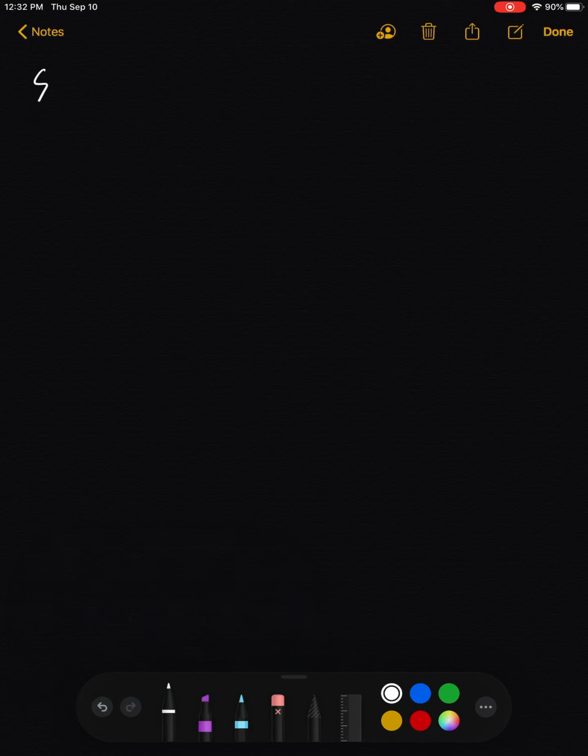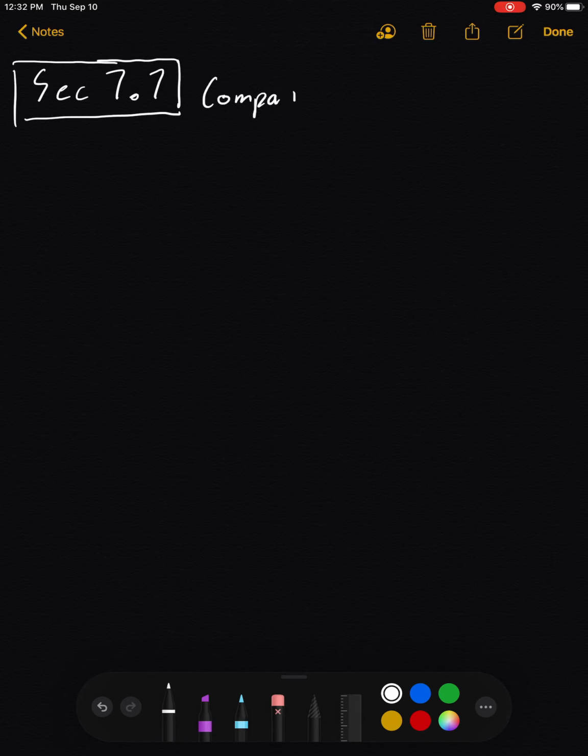We'll sort of play it by ear, but this is going to be covering section 7.7. Okay, section 7.7 is all about comparison of improper integrals.